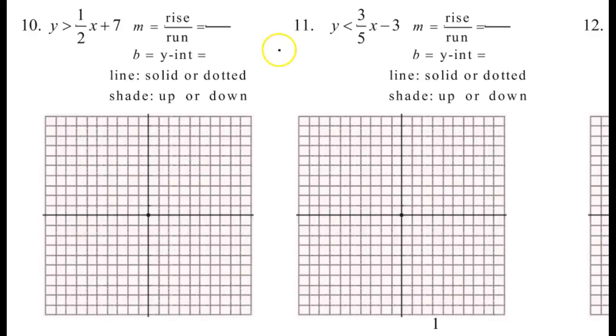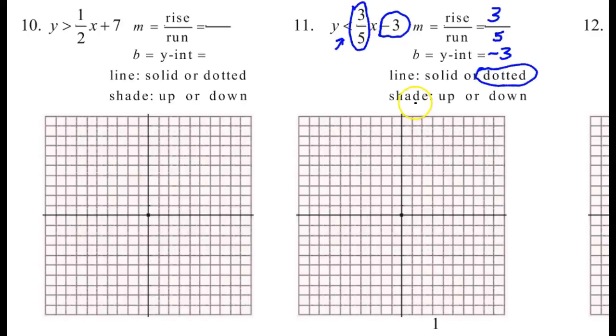So what is the slope on number 11, the rise and run? So you can see it right here. Okay. We'll put in our slope, 3 over 5. Our y-intercept is -3. Now, is this a solid or dotted line, according to this symbol? Use your table. Is it solid or dotted? Dotted. So let's circle that.